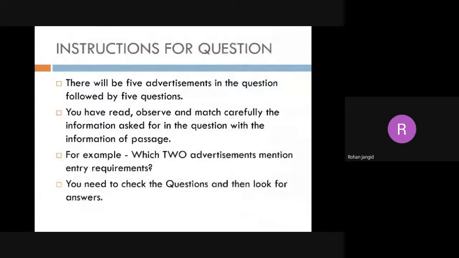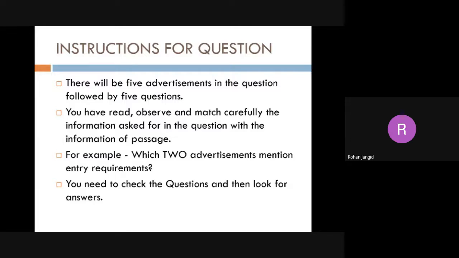Now instructions for the question. We'll do a question. There will be 5 advertisements in the question followed by 5 questions, right? You have to read, observe, and match carefully the information asked for in the question with the information of the passage. So the question information has to be matched with the passage information. For example, which 2 advertisements mention entry requirements? This is just a question. You need to check the question and then look for the answer.